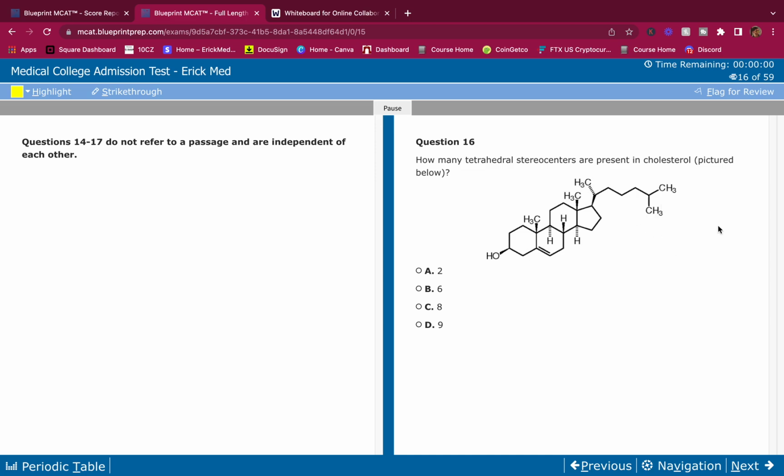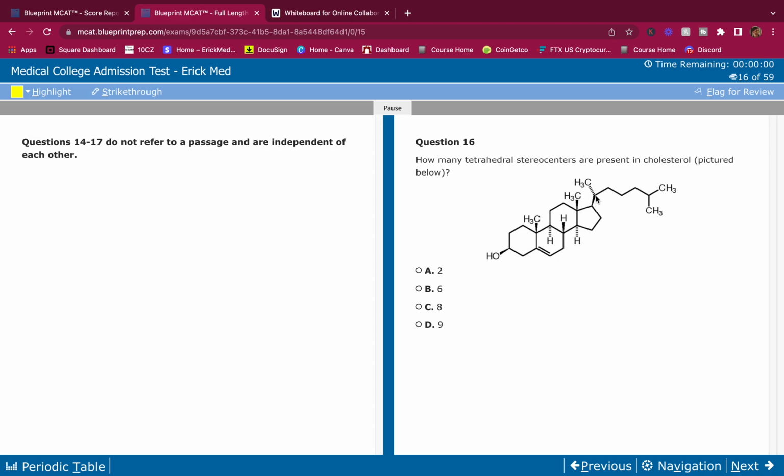Let's start from the right here. Is this chiral? No. It needs to be bonded to four different substituents in order to be chiral. So this is achiral. This is achiral. This is achiral because these two are the same. Okay. Achiral because we have two hydrogens. Therefore, it's not bonded to four different things. Achiral. Achiral. This one is chiral.